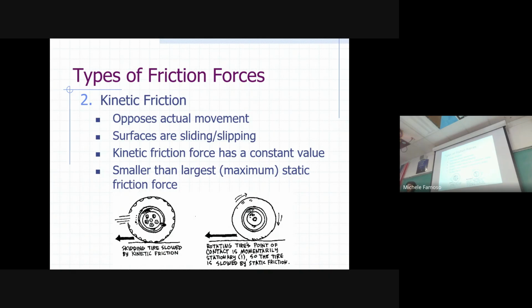Now, to walk, is my foot going to slide off the floor? It sticks. That's the same thing that happens with your car. The tire, that point sticks. So when it sticks, it's static friction.